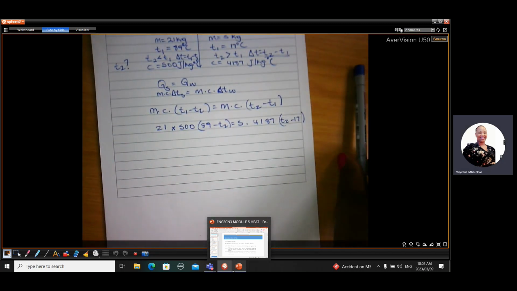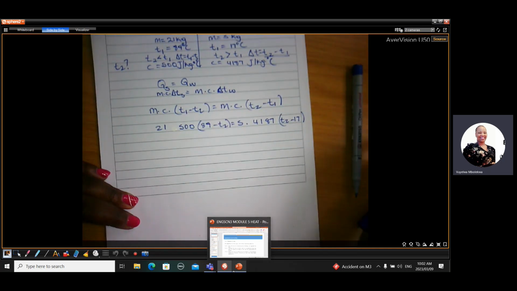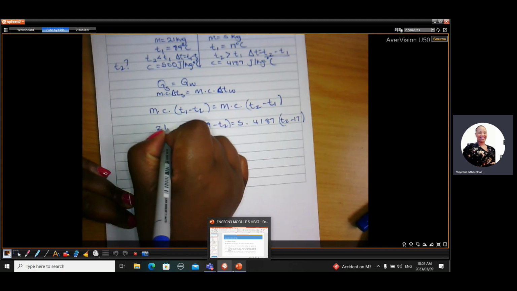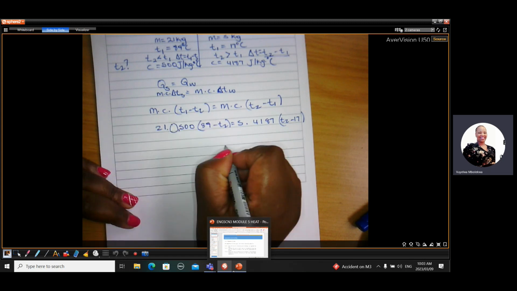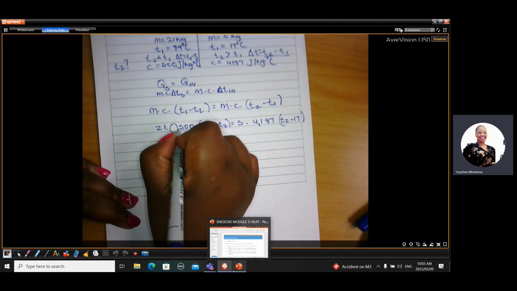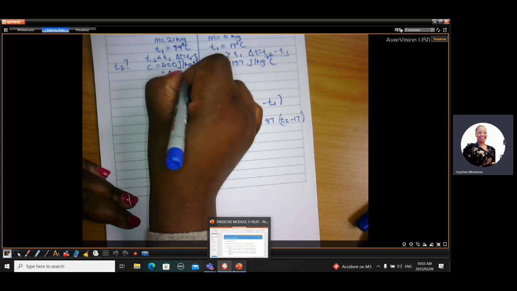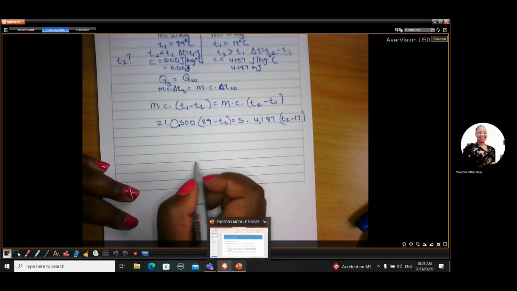Okay. You can work with it as is, but in my case, I prefer to work in kilojoules, because then your values are not so large. Then it's manageable. So to do that, I will change this to 0.5 kilograms, and that one is 0.5 kilojoules, and that one is 4.187 kilojoules. That's all I've done.